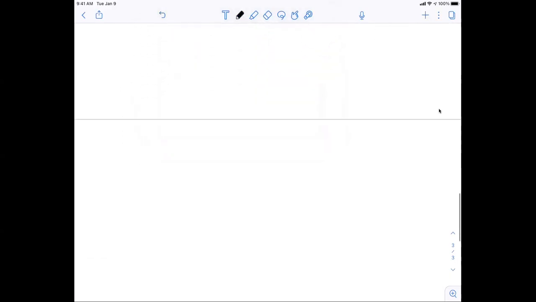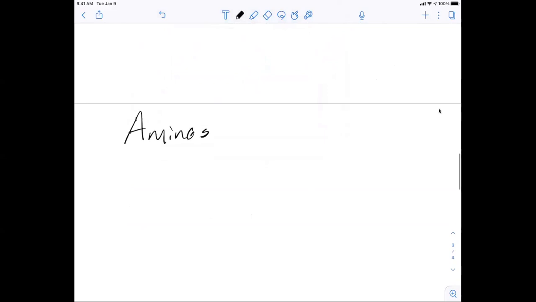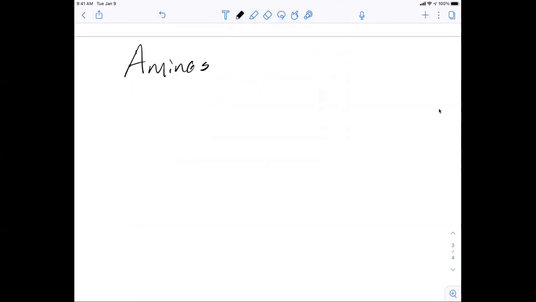So let's move into amines. By this time in the semester, and actually by the end of the course, you've seen almost all of these things before, but it is good to go through. So you've seen amines. We've been using these for a while.